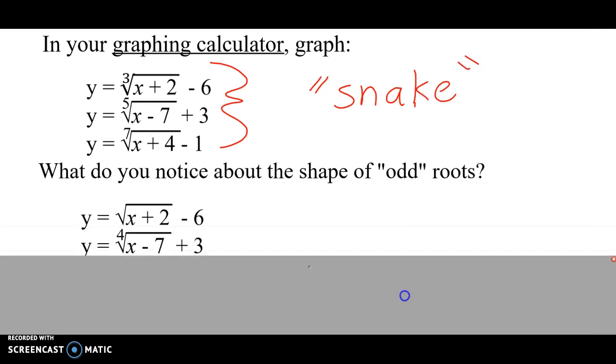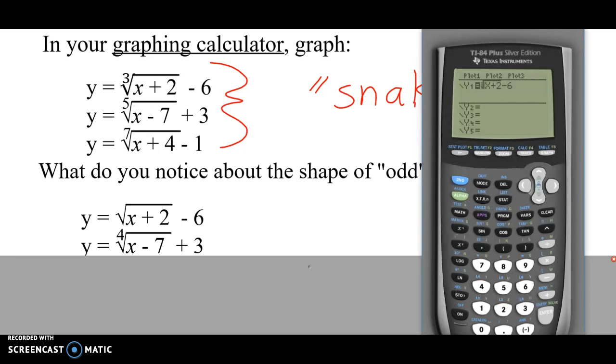Now I want you to graph the fourth root. So 4, Math, 5. The fourth root of x minus 7, arrow to the right, plus 3. Why is there a plus? Why is that consistent? Yeah, I just picked random numbers and put them in left and right.